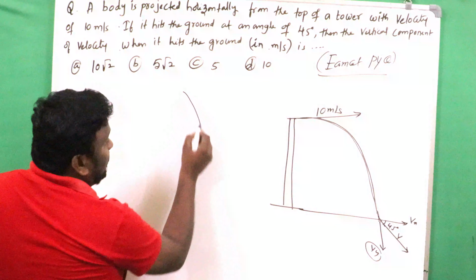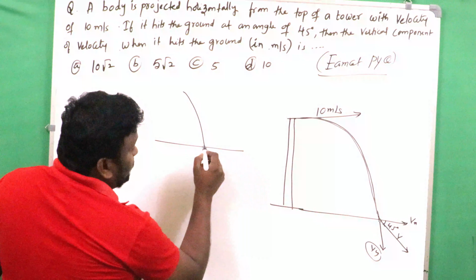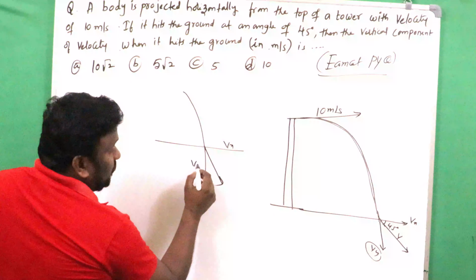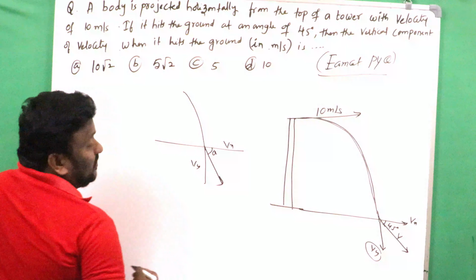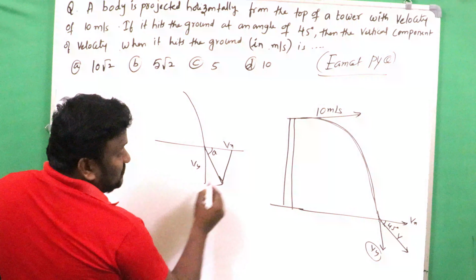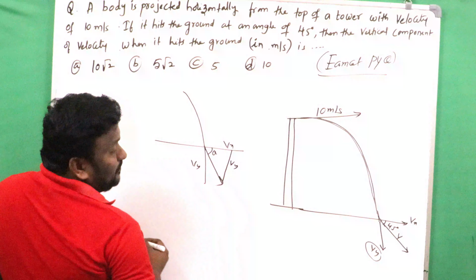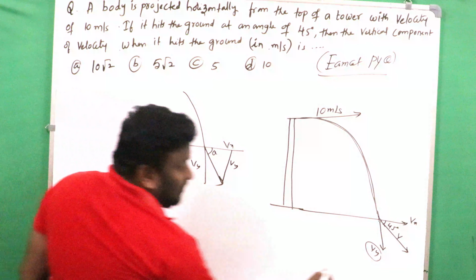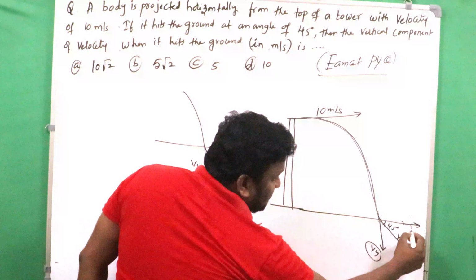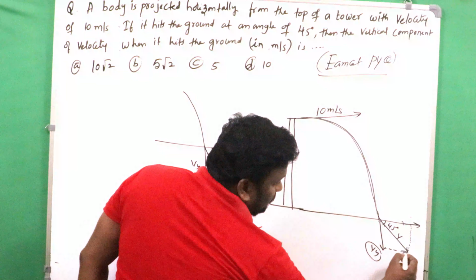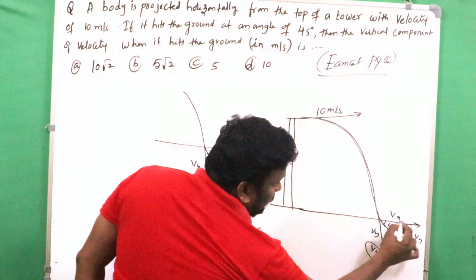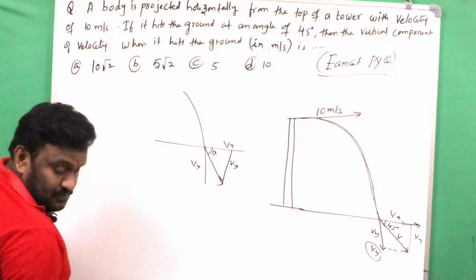So now this is the velocity, and this is Vx and this is Vy, and it will make some angle theta. How much is it? 45 degrees. So obviously we can take it like this. This is also nothing but Vy. So if we construct like this, it is very simple. So I am going to construct like this. Now this Vy is equal to this one, and this is Vx.